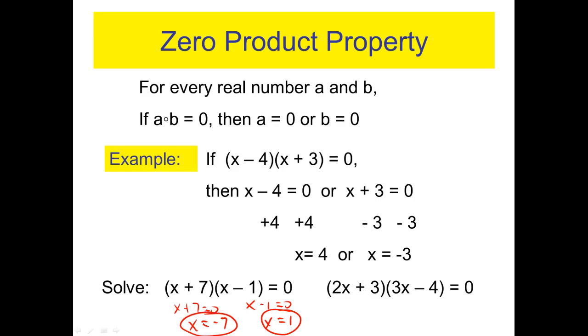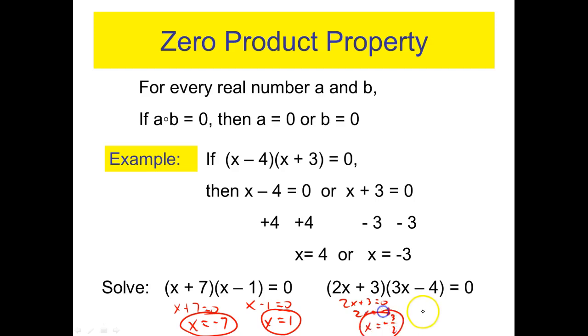Here's another one for you. You won't always get whole number answers. So in a problem like this, 2x plus 3 equals 0. Subtract 3 from both sides. Then you have to divide by 2.